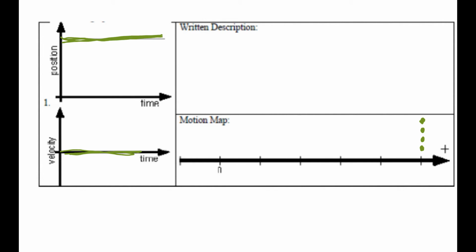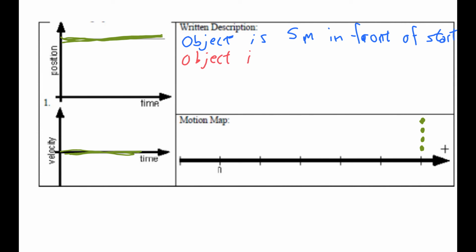So starting out, where's the object? The object is 5 meters in front of start. Okay. Next step. So we said where it is. What's it doing? It's not moving. So the object is not moving.